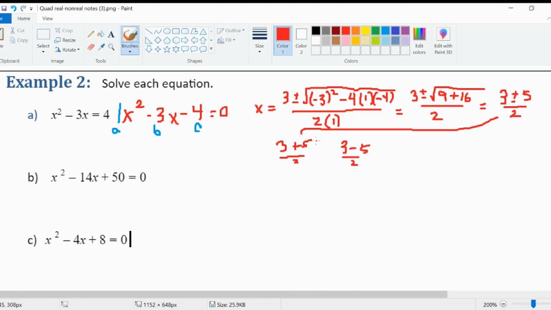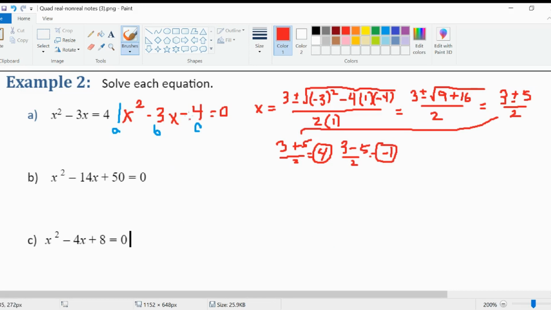So solving both of those out, 3 plus 5 divided by 2 is going to be 8 over 2, which is 4. So there's one of our solutions. And 3 minus 5 is negative 2 over 2. That's going to be a negative 1. There's our second solution. So 4 and negative 1 would be our two separate problems. So 3 plus 5 over 2, 3 minus 5 over 2 gives us our two solutions.